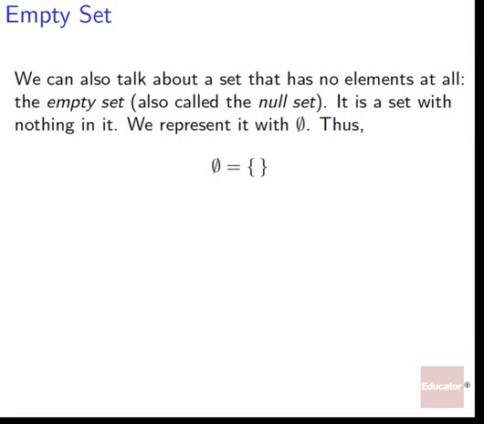We can also talk about a set that has no elements at all, the empty set, and sometimes it will also be called the null set. Either way, it's a set that has nothing in it. It has no elements whatsoever. We represent it with this symbol right here, the empty set symbol. Now this set is going to be unique because any set that has no elements inside of it must be the empty set. There's only one empty set because there's only one way to have nothing inside of a set. So the empty set is just nothing at all. There's nothing inside of it. No elements, we've got the empty set.